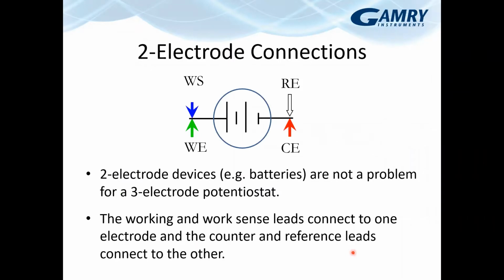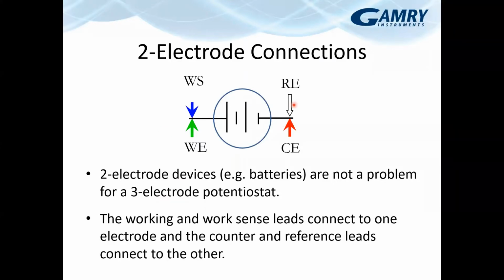That's 3-electrode, 4-terminal, but a lot of devices being measured are 2-electrode. Sometimes it's in a cell, but there's reasons you can't get an actual reference electrode in there. Sometimes they are packaged as 2-electrode, 2-terminal devices like batteries and fuel cells. The potentiostat doesn't have any issues with making measurements on this. Instead of having the reference lead going to an independent reference electrode, it just goes to the same terminal as the counter electrode. So this doesn't change anything, it's just moving one lead over.